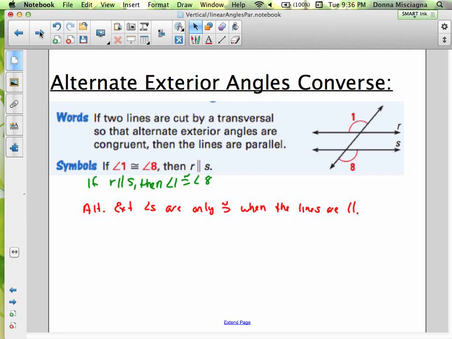You have the red in your notes, you don't have the green, which is if R is parallel to S, then angle 1 has to be congruent to angle 8, because those angles are only going to be congruent when those lines are parallel. So if the lines are parallel, the alternate exterior angles are congruent. If the alternate exterior angles are congruent, then the lines must be parallel.